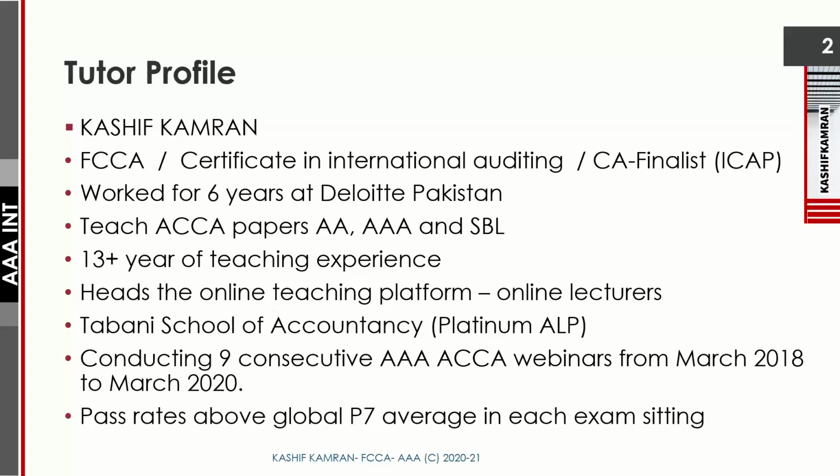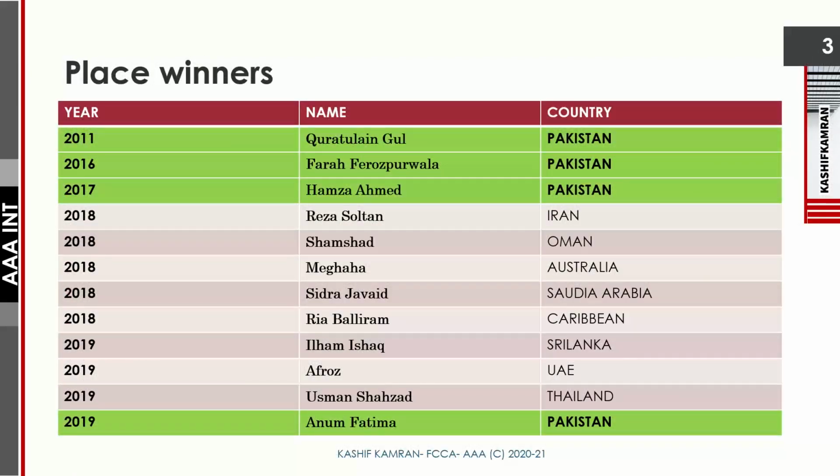With that, I'm moving forward now to the orientation of the Advanced Audit and Assurance, which will help you understand all you want to know about the Advanced Audit and Assurance paper. Now, a lot of my students have been place winners in different years. Some of them have been place winners from Pakistan, and some of them have been place winners from Iran, Oman, Australia, Saudi Arabia, Caribbean, Sri Lanka, UAE, and Thailand.